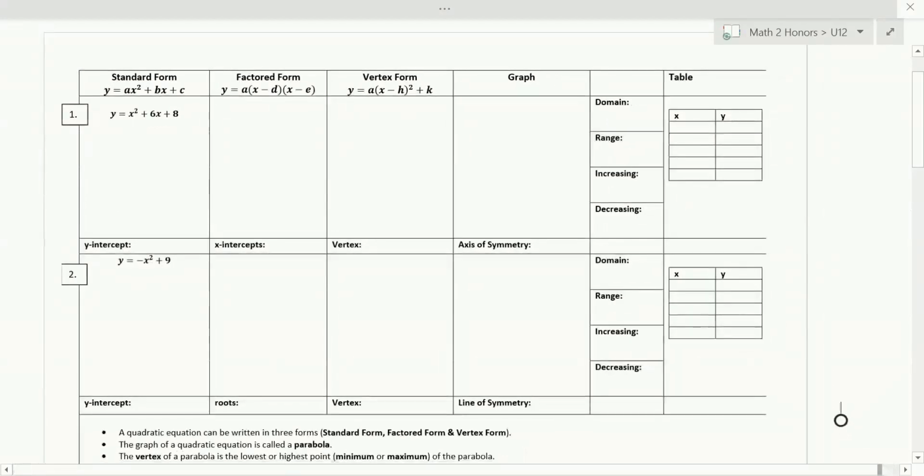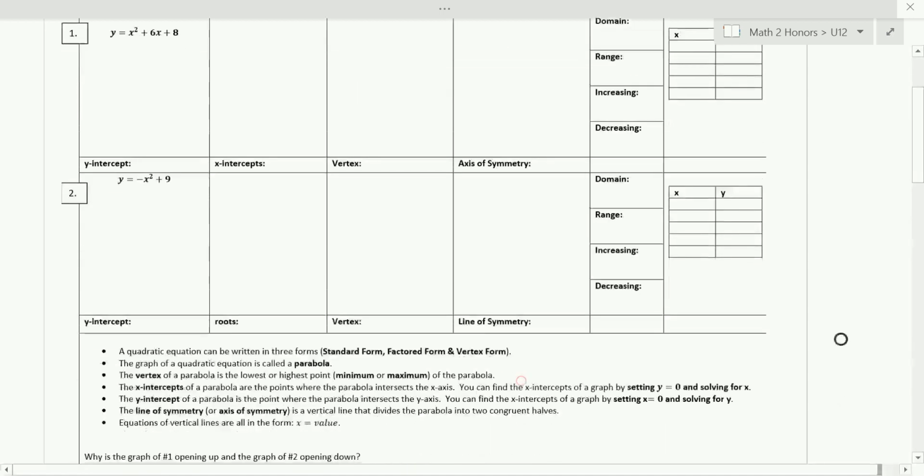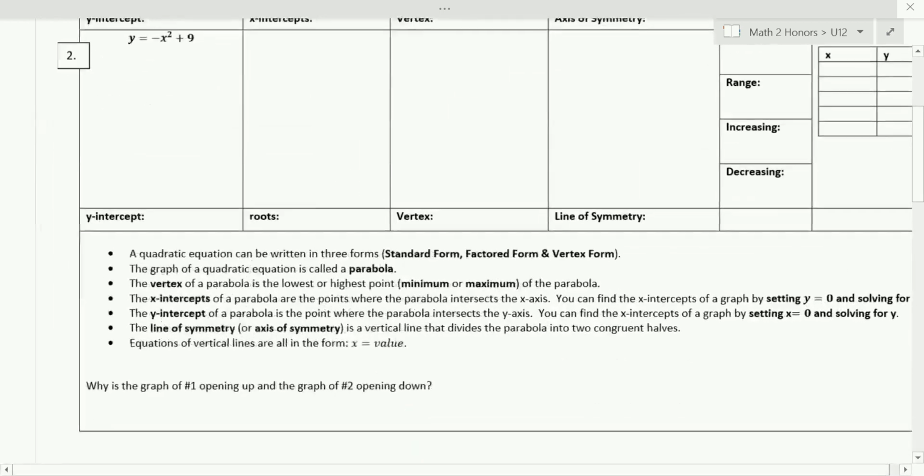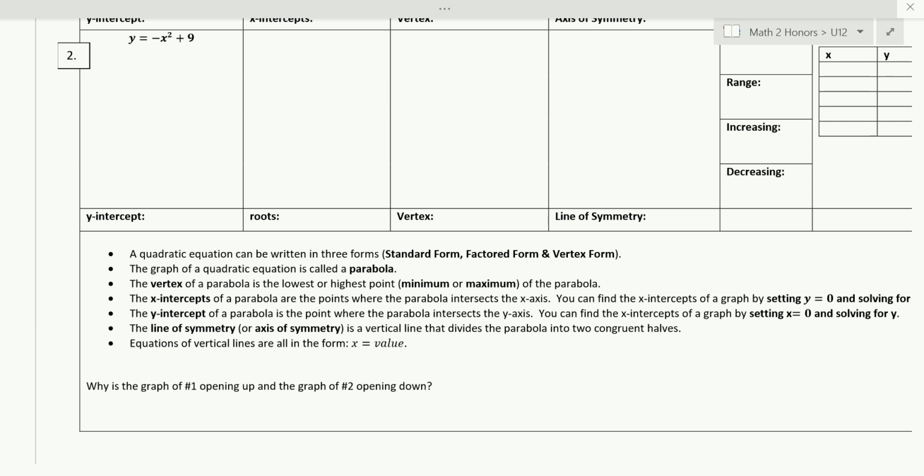For each of these problems, we need to fill in this whole table of stuff. And the reason it's like this is so that you see the different connections between things. I'm going to go through a few bulleted points here. A quadratic equation can be written in three forms: standard form, factored form, and vertex form. And I have a column for each form.